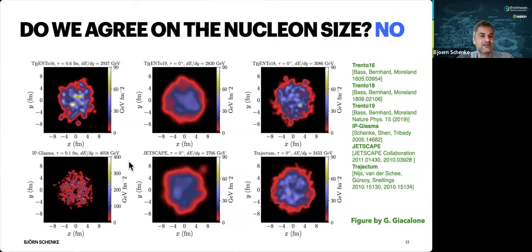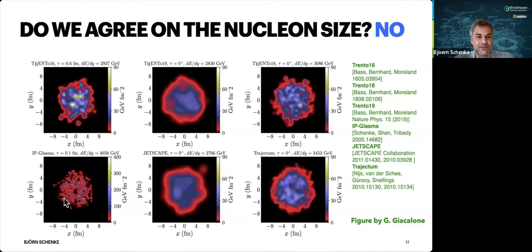So Giuliano Giacalone kind of compiled these. So these are different Trento models and Bayesian analyses. This is an older one, I believe. And then the newer one actually found a much smoother one. So that's the one with like 1 Fermi size nucleons. Then there's another one, which again has a smaller one. Then the IP-Glasma, you see, I think that's maybe what you referred to last time. There's some holes in it, so there's very small hotspots.